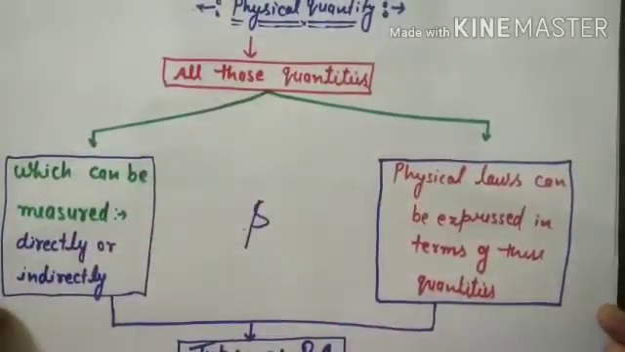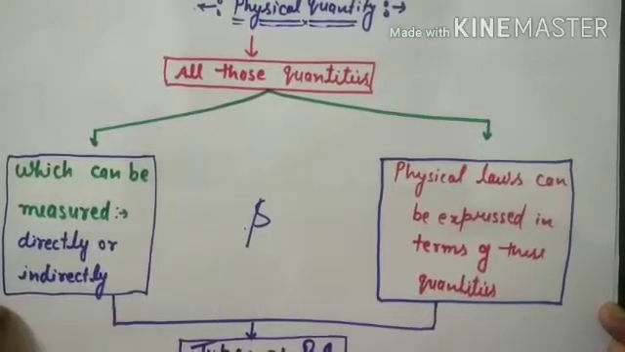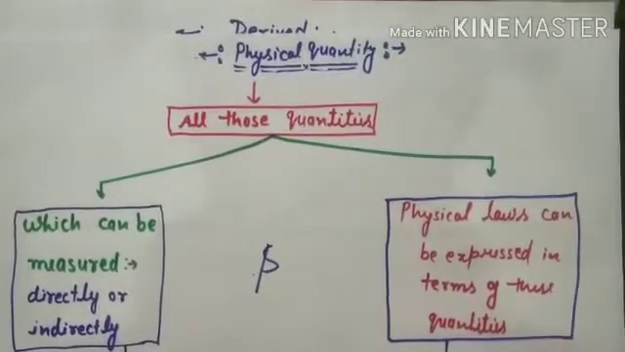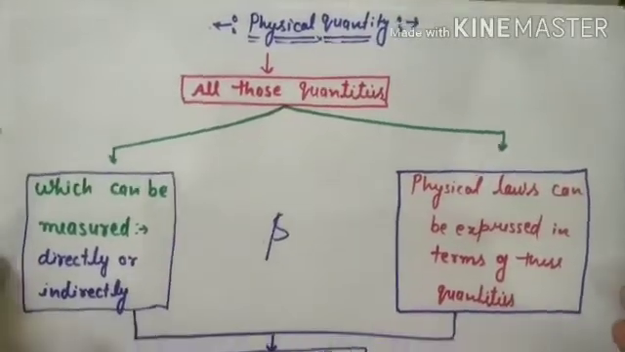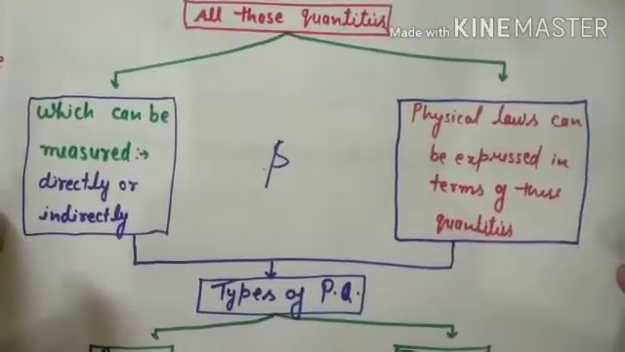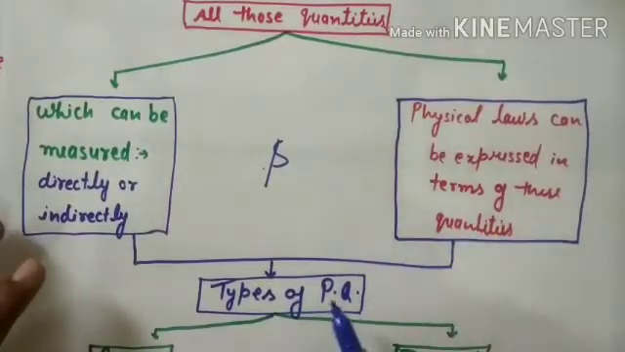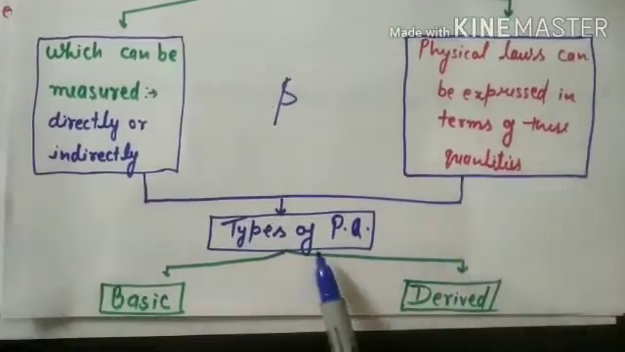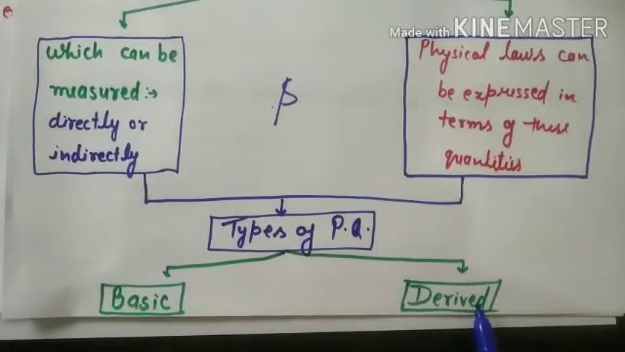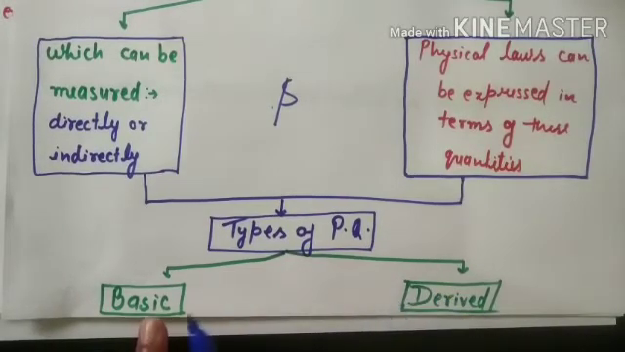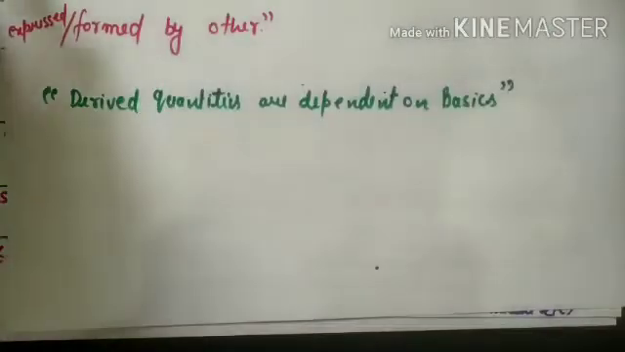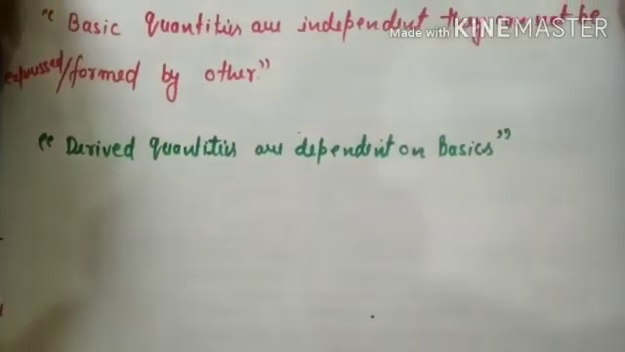Now let's see what are the types of physical quantities. If you're talking about types of physical quantity, there are two types: basic physical quantities and derived physical quantities. Basic and derived. There are two classes of physical quantities. Okay, so let's talk about the definitions of basic and derived.